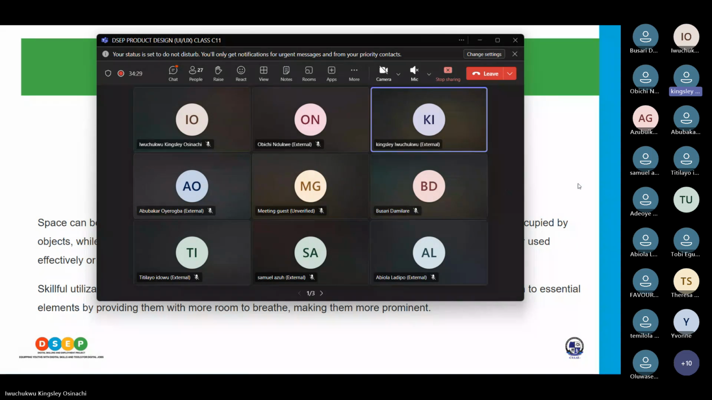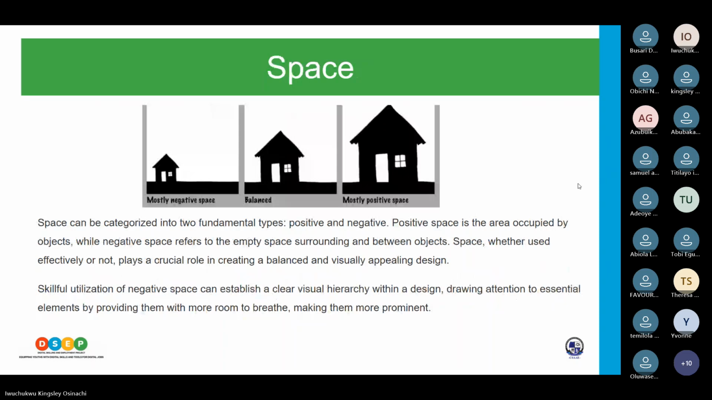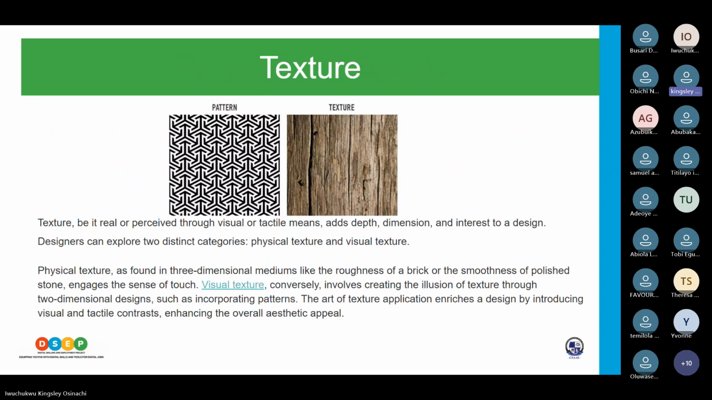So we talked about shape and space, then we have texture, then after texture, we have the principles of design. So texture, be it real or perceived through visual or practical means, adds depth, dimension, and interest to design. Designers can explore two distinct categories: physical texture and visual texture.